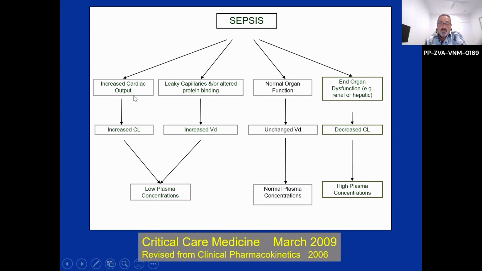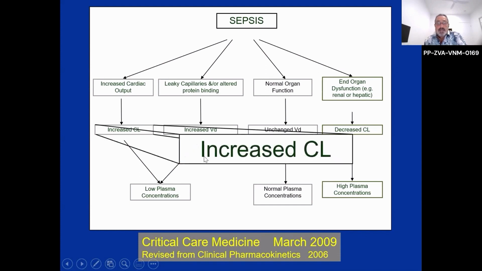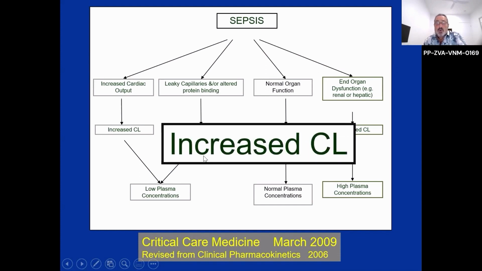But there's a group of patients in ICU that, as I showed you, have leaky capillaries and increased volume of distribution, so that unless you give a loading dose, you're going to be underdosing. And the same group often have increased cardiac output and increased clearances of a drug. So let's look at this increased clearance in more detail.